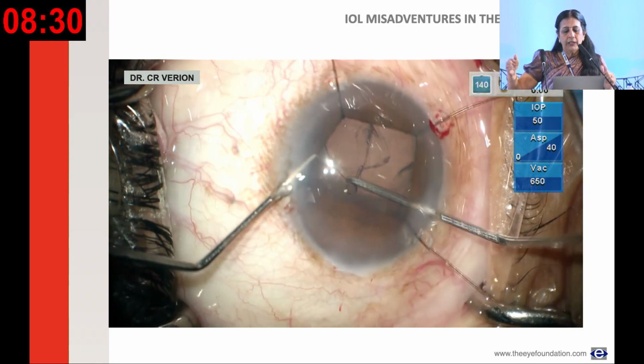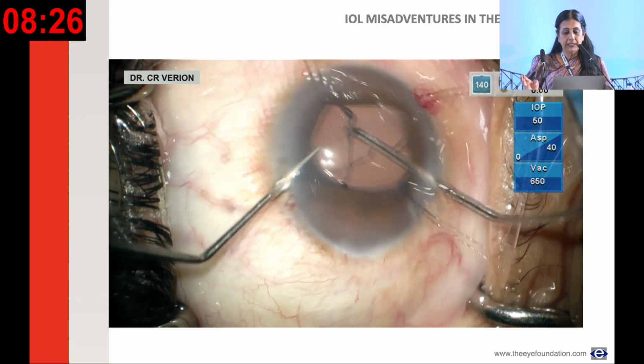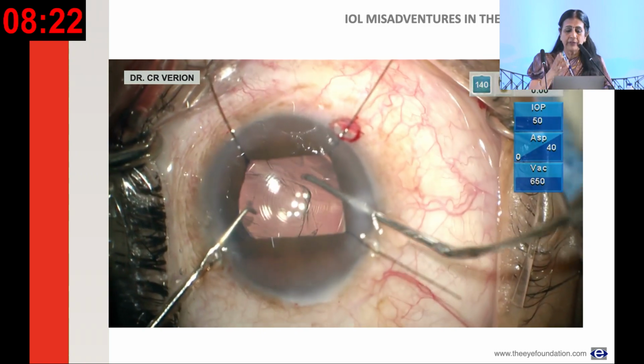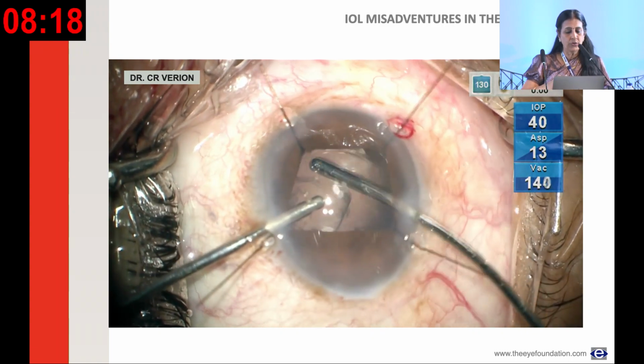So I would use an iris hook, just so that I get to see whether the lens is broken, whether the haptic is broken. Sometimes the decentered IOLs could have had a haptic broken too. But I need to do a vitrectomy.